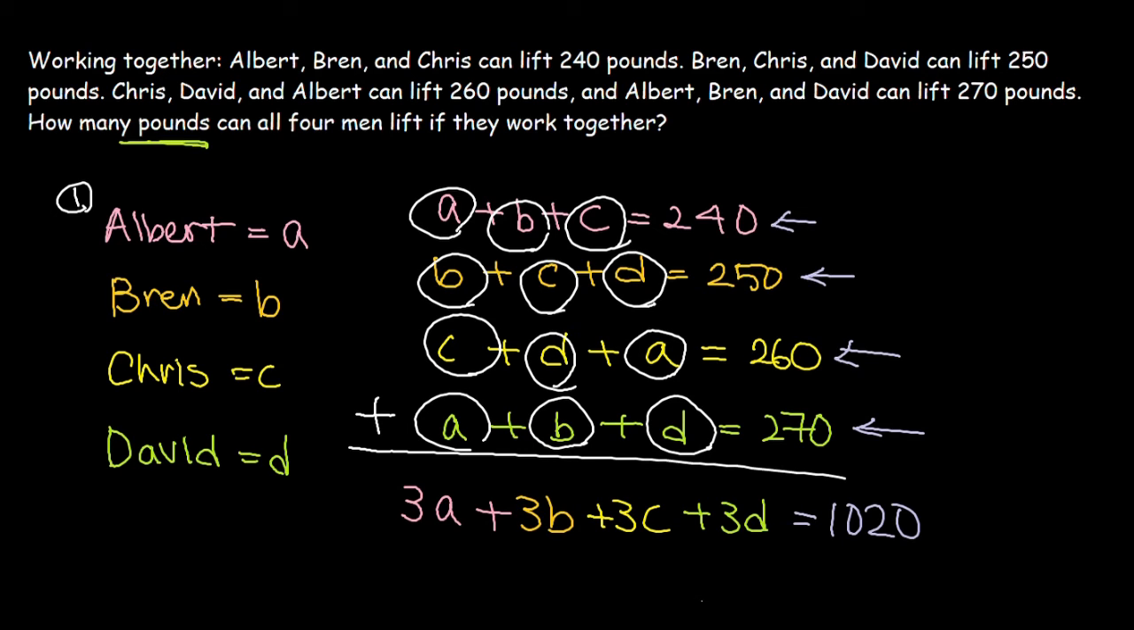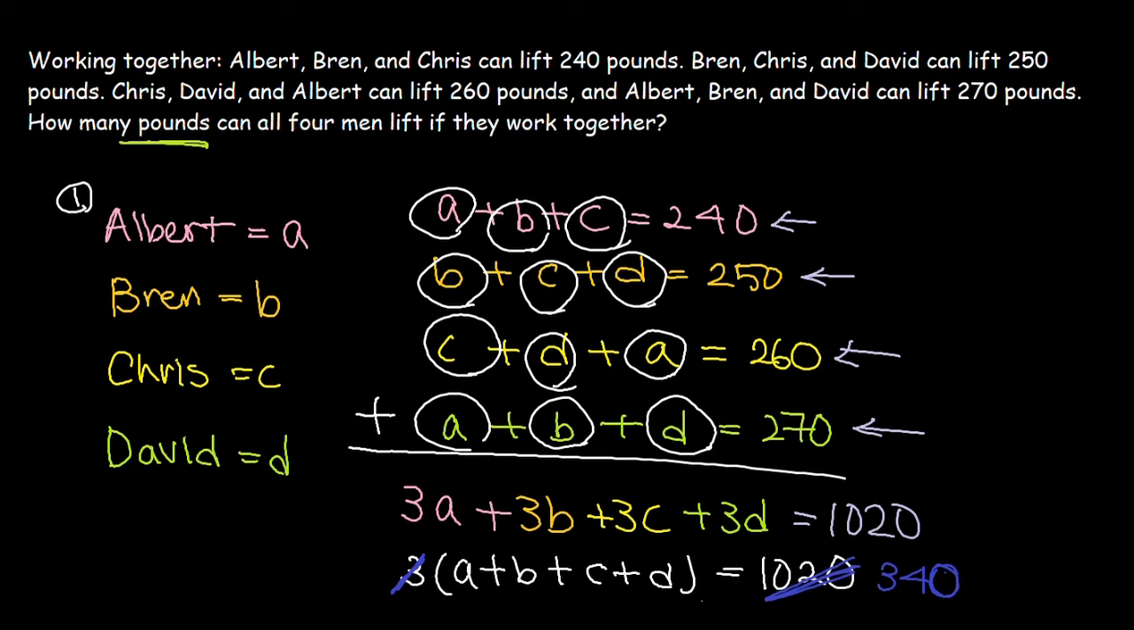And I think you can see how to solve the rest of this equation. You're going to group everything by 3. So 3 times (A plus B plus C plus D) equals 1,020. And look, you can simplify everything by dividing each side by 3. So guess what? You're only left with one of these variables. What are we trying to look for? How many pounds all four of the men can lift. So since the beginning, we're trying to find A plus B plus C plus D. So you don't have to find individual variables. So what is the answer to this question? 340 pounds. It's easy as that.